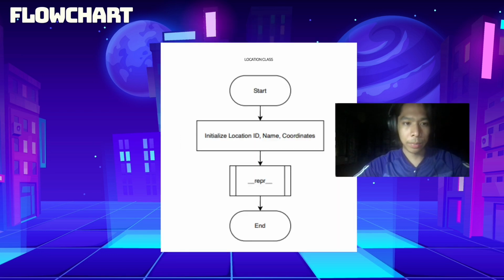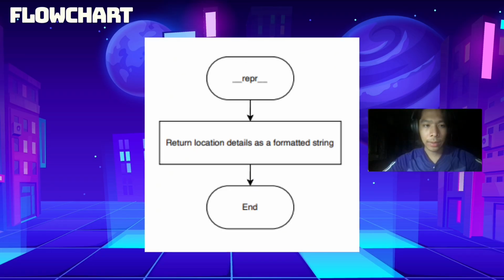Now let's talk about the final class. It's called the location class. The location class is going to start by initializing location ID, name, and coordinates, and then it's going to pass through the predefined process called REPR, and then end. The function of REPR is to return the location details as a formatted string.